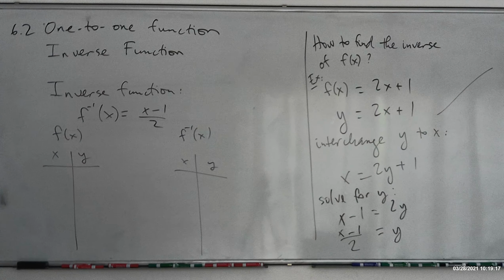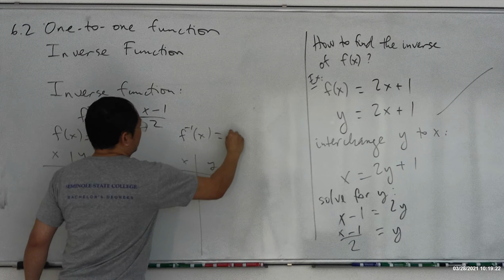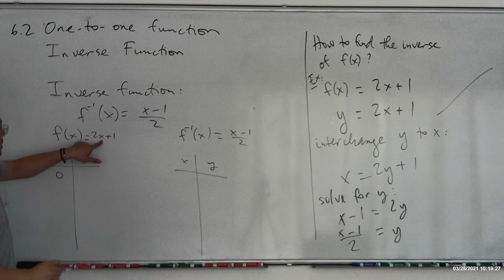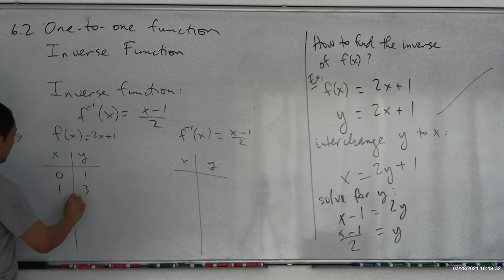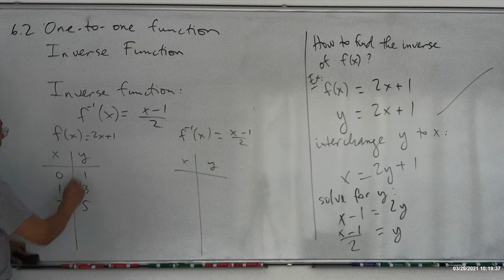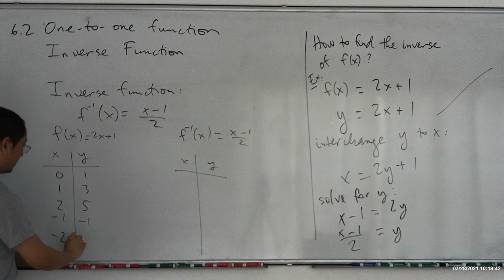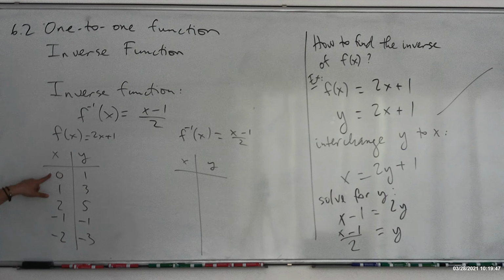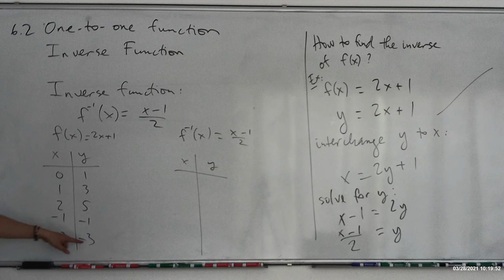So if this is f of x equals 2x plus 1, and this is (x minus 1) over 2. I plug in 0 here. 2 times 0 is 0, plus 1 is 1. Plug 1 in, I got 2 times 1 is 2, plus 1 is 3. Plug 2 in, I got 5 out. Try negative 1 in, negative 1 times 2 is negative 2, plus 1 is negative 1. Try negative 2 in, I got negative 3 out. So for the original function, 0 in, 1 out; 1 in, 3 out; 2 in, 5 out; -1 in, -1 out; -2 in, -3 out.